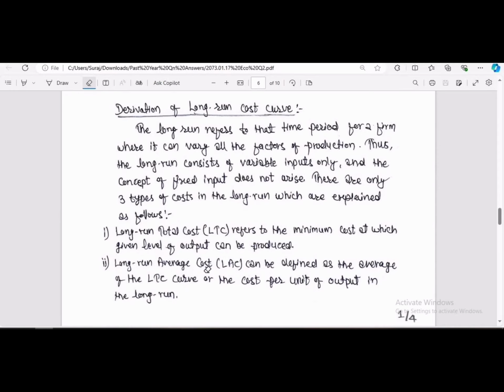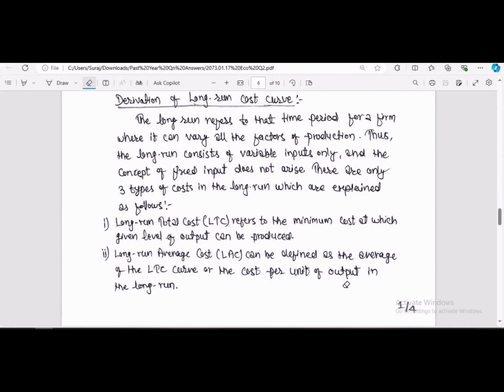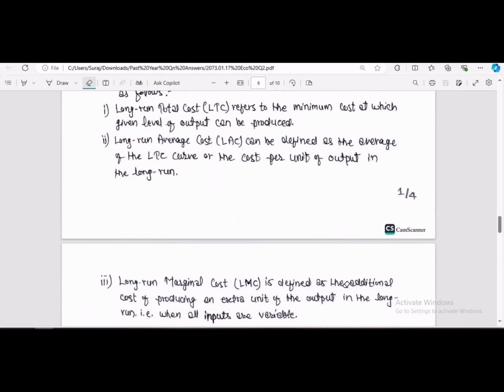Second, long run average cost can be defined as the average of the long run total cost curve, or the cost per unit of output in the long run. And in the third one, there is long run marginal cost, that is defined as the additional cost of producing an extra unit of output in the long run, that is when all inputs are variable.